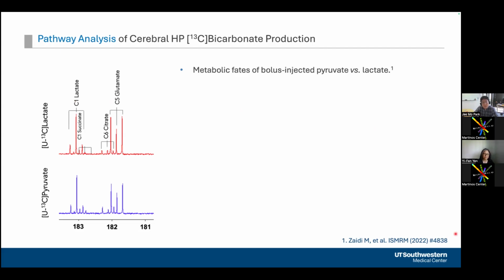The harvested tissue actually showed an almost identical spectrum. We collected about 5 or 6 animals, and we couldn't identify any significant difference between these two labeling patterns. That indicates that a similar amount of carbon-13 is passing through PDH in the pyruvate and lactate injections, based primarily on the C1 succinate and C6 citrate. But the glutamate and glutamine patterns were also very similar between these two comparisons.